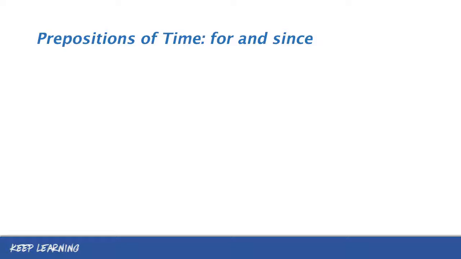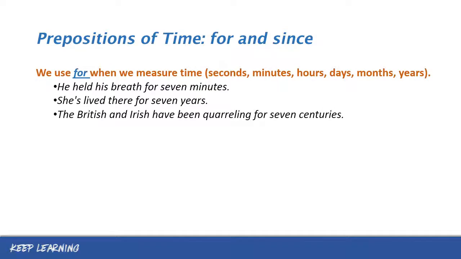Also with time, you can use for and since. And they create a little bit of confusion. We use for when we measure times like seconds, minutes, hours, days, months, and years. And the translation is "por." He held his breath for 7 minutes, right? "Por 7 minutos." Sometimes we think that for is "para," and that's true. But here it means "por." She lived there for 7 years. "Por 7 años." The British and Irish have been quarreling for 7 centuries.